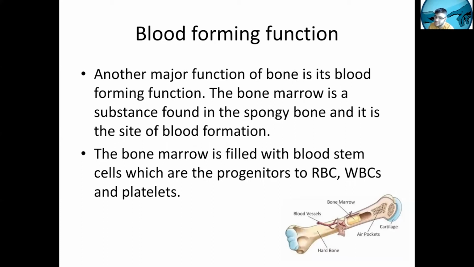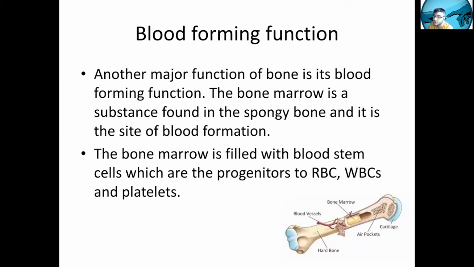The bone marrow is a substance found mostly in the spongy bone, but it actually can be found in all parts of bone. I'll cover this in a little bit. So bone marrow is the site of blood formation. I'm sure many of you know what bone marrow is. When you eat a big bone, you have that liquid or fatty thing inside. So that's your bone marrow, and that's what makes the blood.